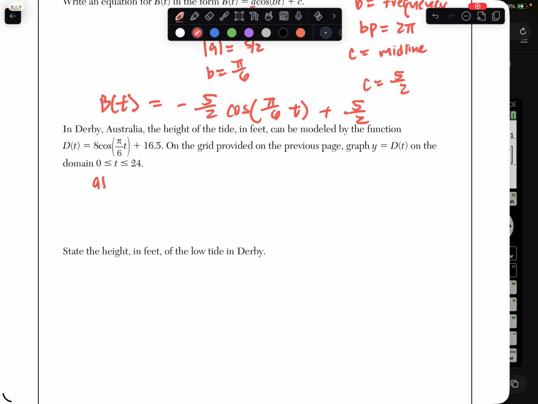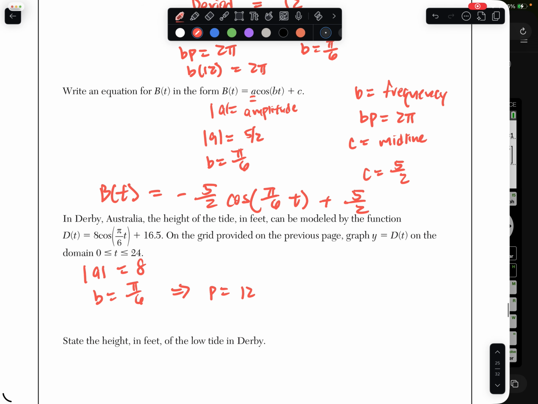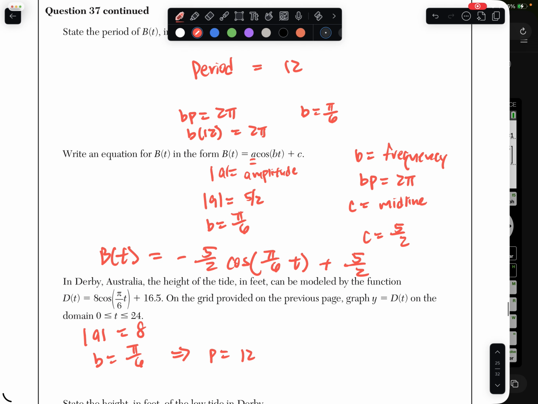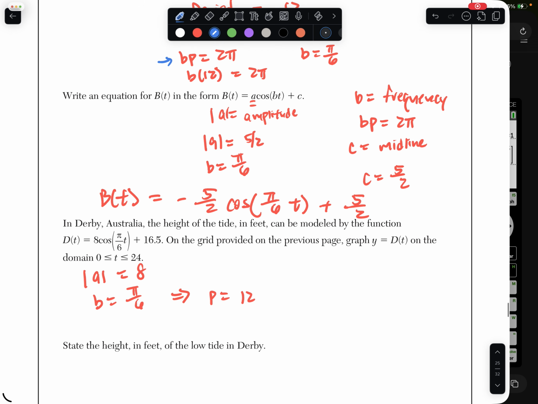My A, my amplitude, is going to be equal to 8. My B is pi over 6. So that would mean that my period is equal to 12. We have the same frequency from before, so the period will have to be the same. If not, you can resort back to this rule to solve for the period. And then my C, which is my midline, is going to be 16.5.